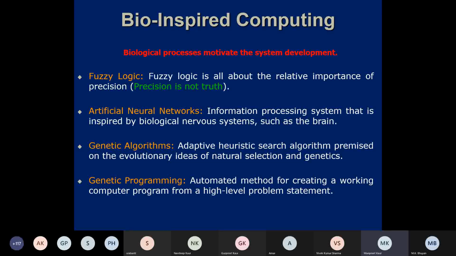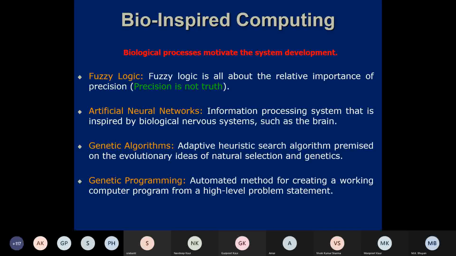The next topic I want to discuss is deep learning techniques. I have already discussed the fundamental concepts of machine learning. One is bio-inspired computing, where we can consider fuzzy logic, artificial neural networks, genetic algorithms, and genetic programming. I am not going to discuss fuzzy logic, genetic algorithms, or genetic programming. Briefly, I will discuss the concept of artificial neural networks, then the deep learning techniques, and finally the applications in biomedical image analysis.